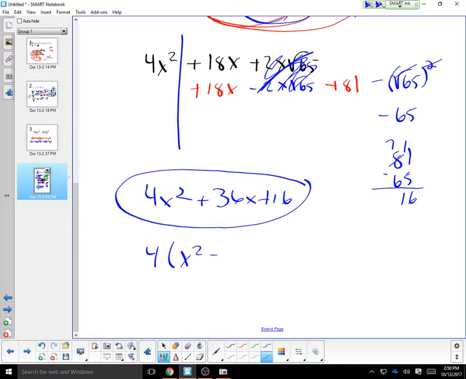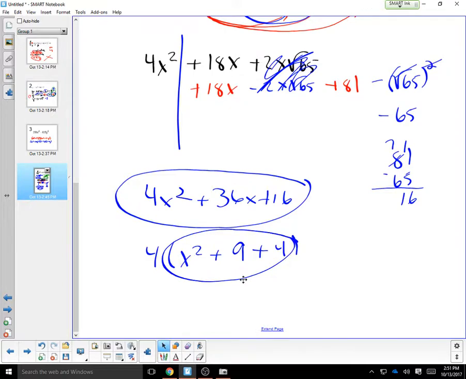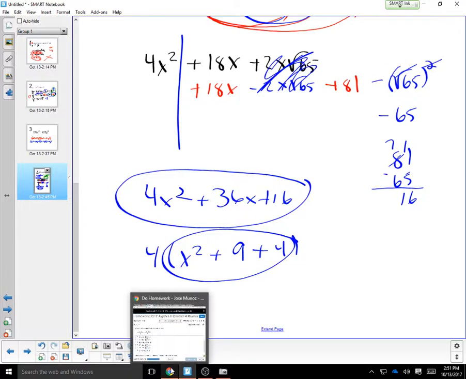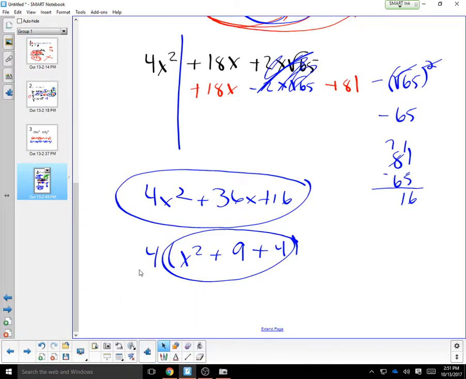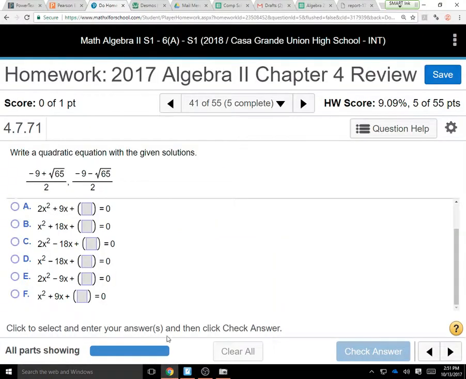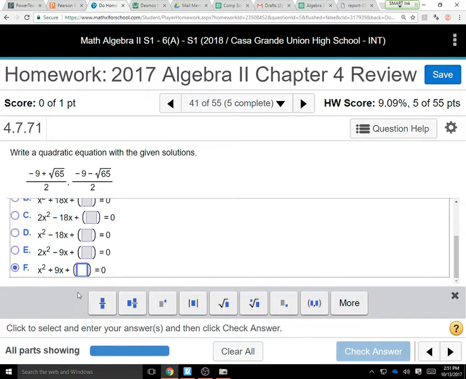x squared plus 9x plus 4. So this is what I'm looking for. So x squared plus 9, x squared plus 9. Oh yeah, 9x. My bad. Thanks, Khalil. So x squared plus 9x right here. So plus 4. No, you don't put the plus.